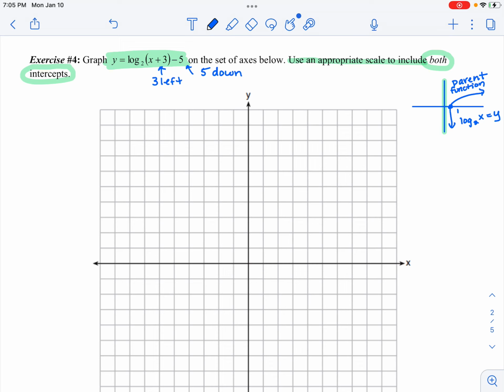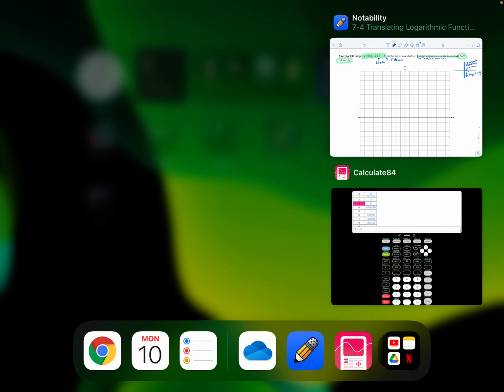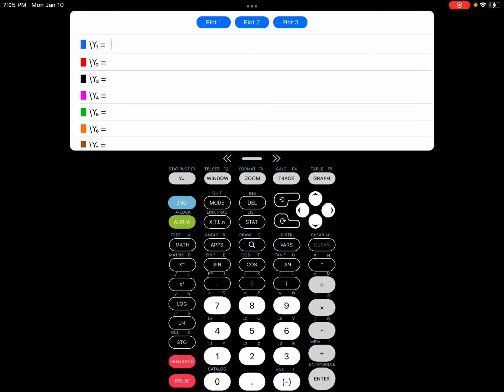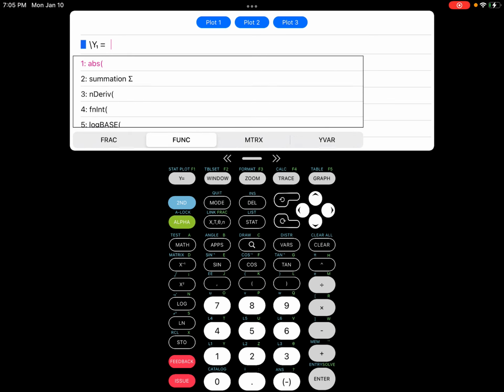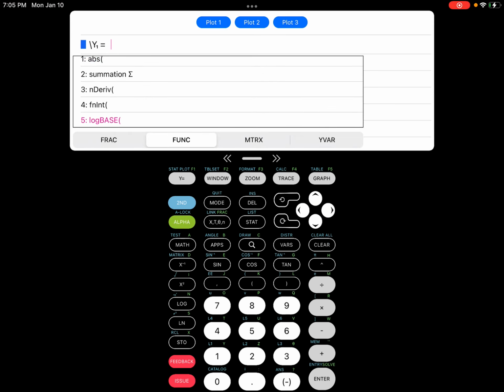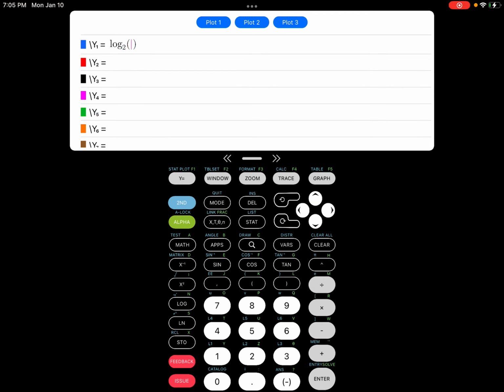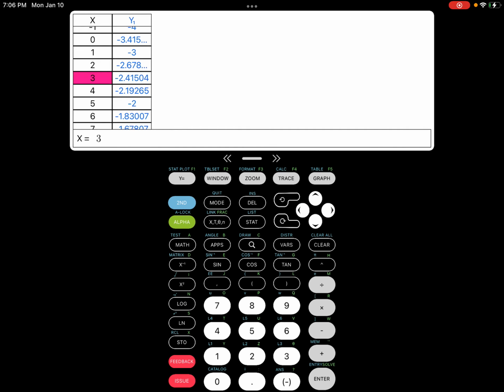Okay, the other thing is they're asking us to use an appropriate scale, which is an indicator that we're probably not going to be able to just go over by 1 or maybe up by 1 or down by 1. So they're giving us a little hint there. So let's go get this typed into our calculator. So again, alpha window, because we're going to need to put in a base of 2, choice 5, base 2 logarithm of x plus 3, and then -5. Let's go to our table.